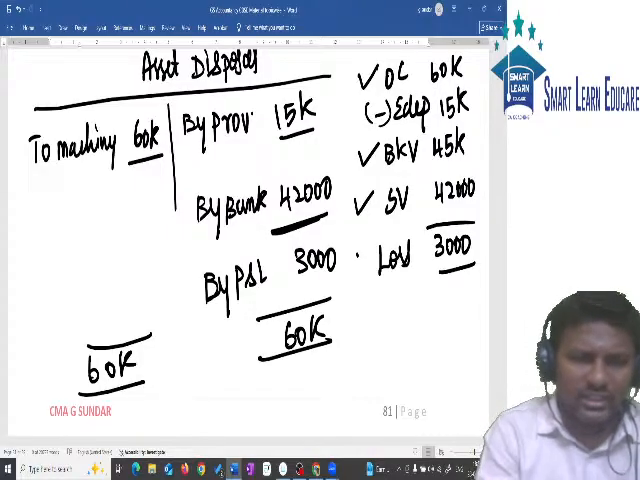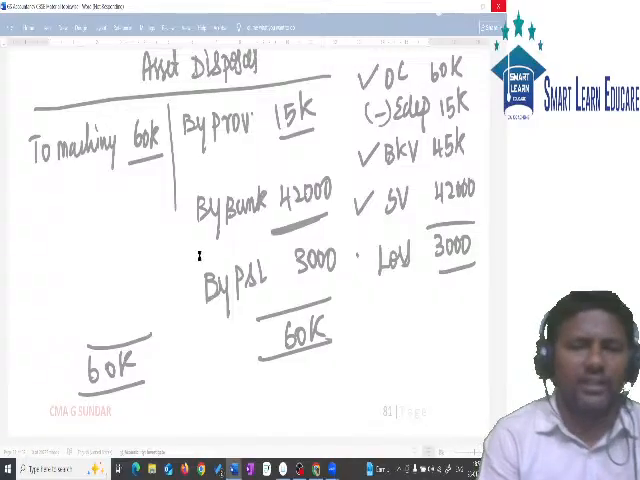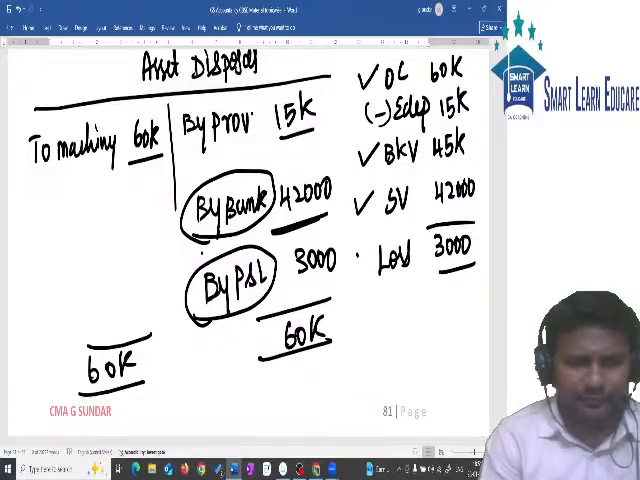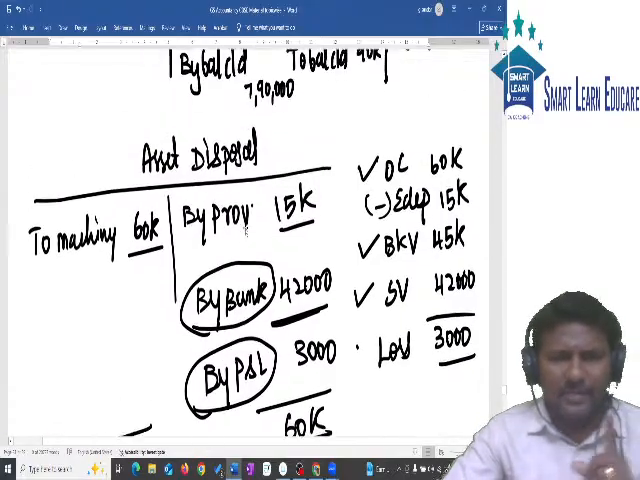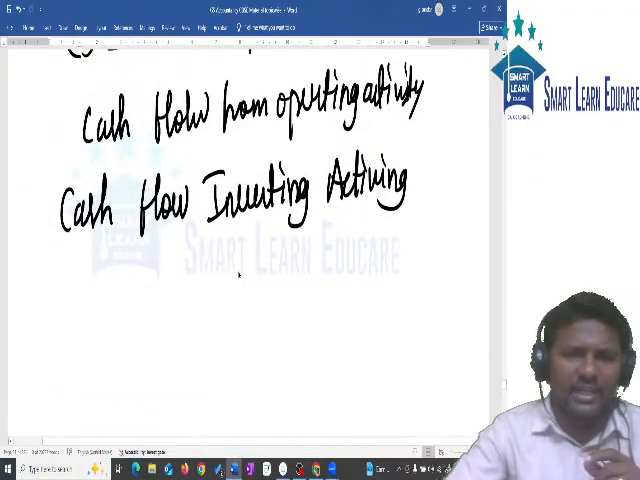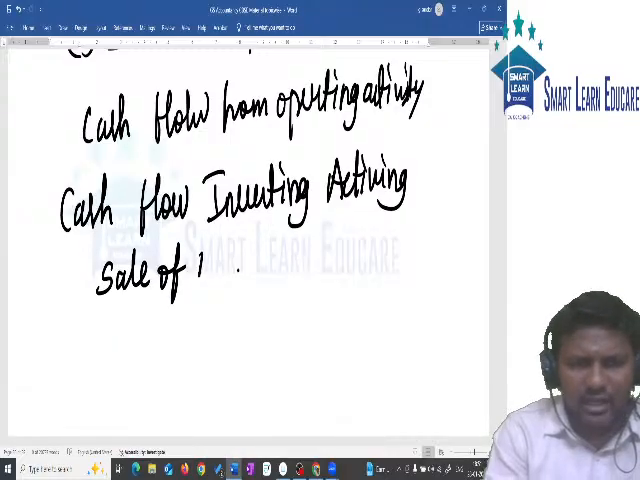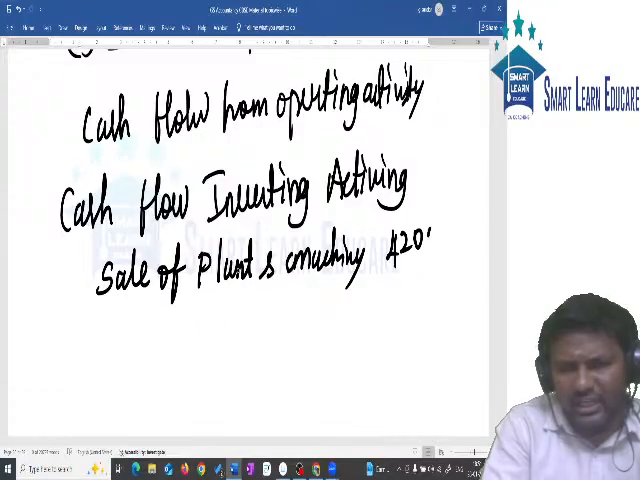In this working note we will take two things. One is by bank, another one is by P&L. By bank will come as sale of asset. Sale of plant and machinery, which is given in the question, it is 42,000 inflow of cash.